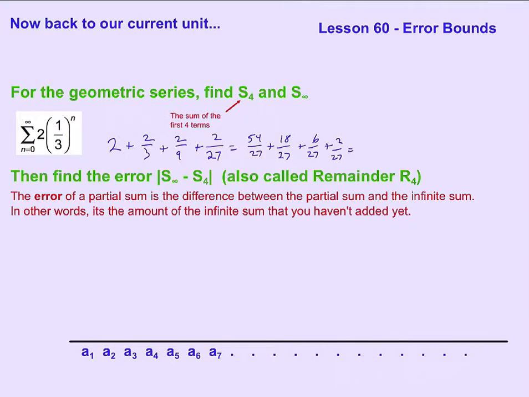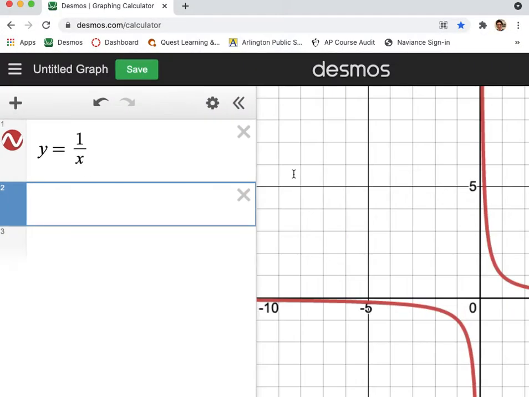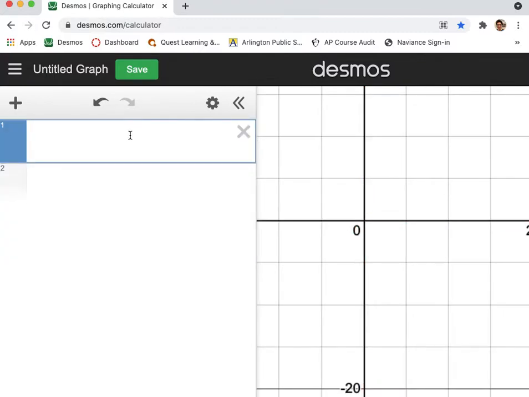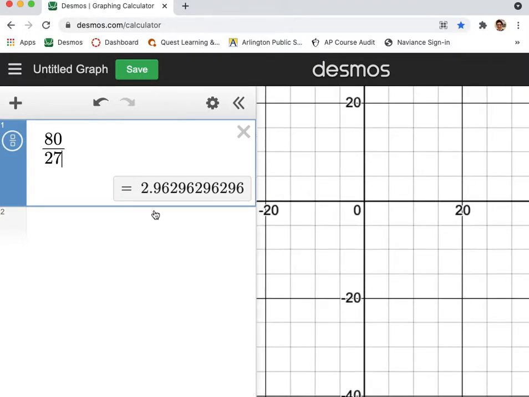54 and 18 is 72, 78, 80 over 27. Which, oh, that's big. Just to get a nice decimal approximation here, 80 over 27 is 2.9629. Okay, nice and simple.